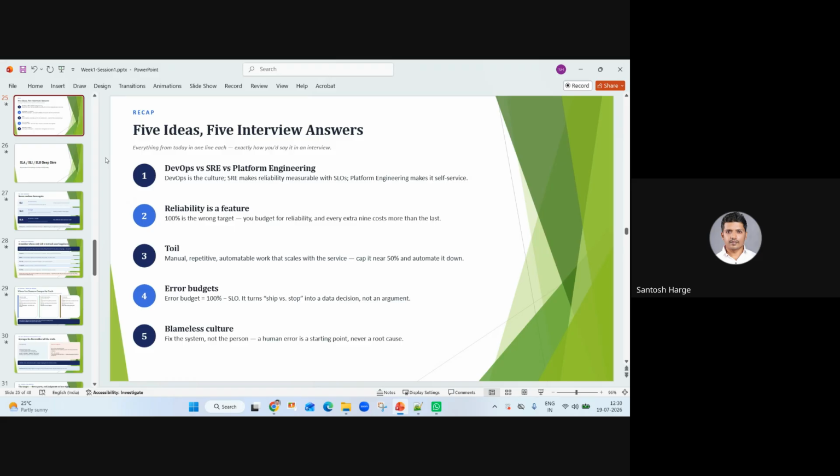Are they focusing on the monitoring and observability part? Are they focusing on the Kubernetes things? Are they focusing on the infrastructure part, like this Terraform automation things? This Terraform automation is also part of reliability.